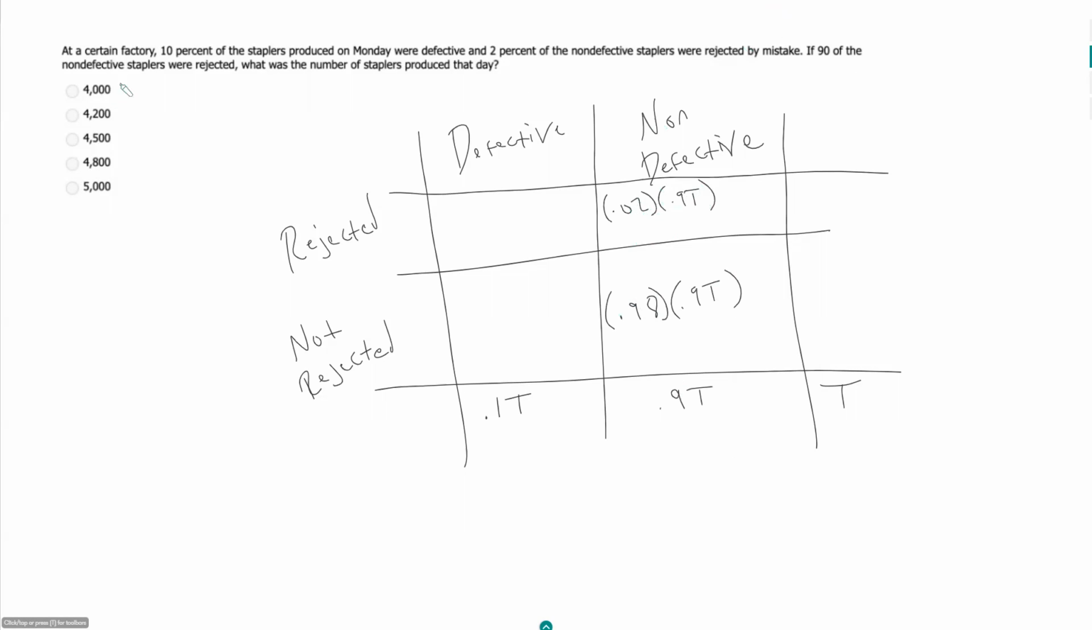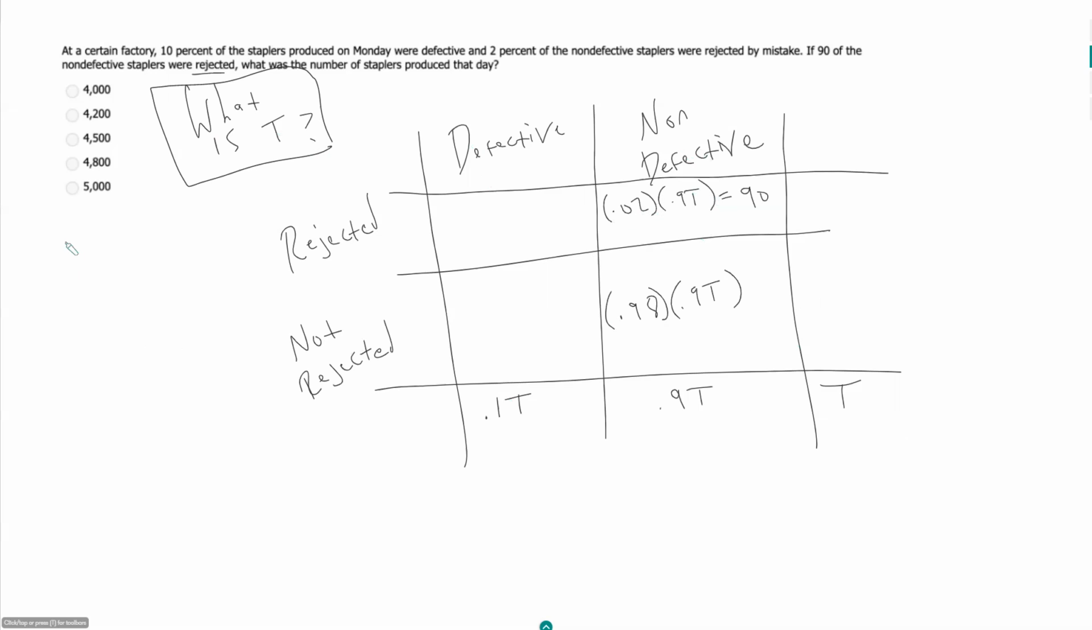If 90 of the non-defective staplers were rejected, so this is now telling me this box here, so 0.02 times 0.9 T is equal to 90. What was the number of staplers produced that day? So what is T? So I see exactly how I'm going to solve for T. They're asking for T. I have an equation here involving T, so I'm just going to solve this equation.